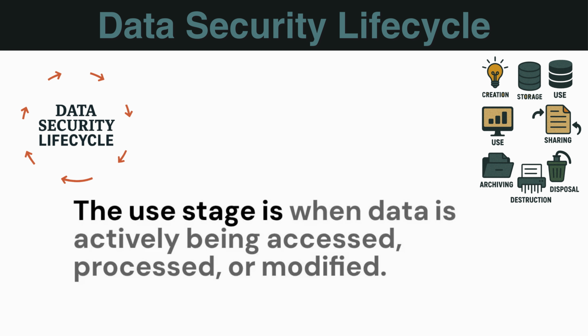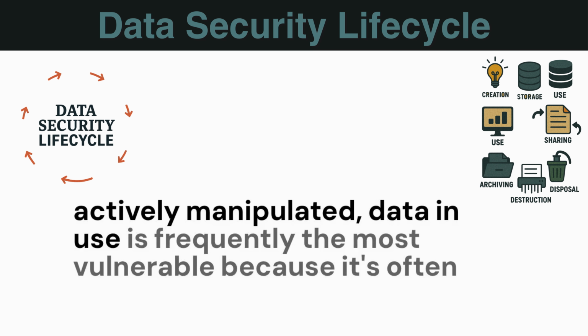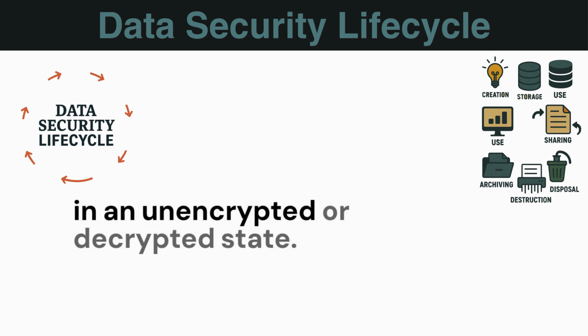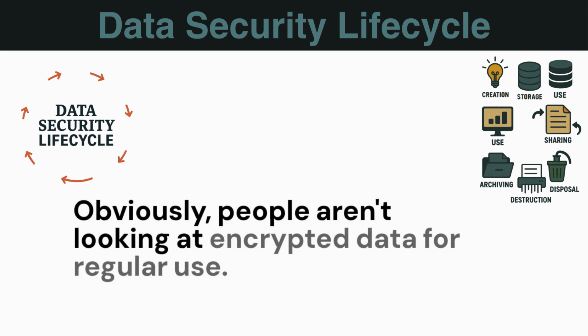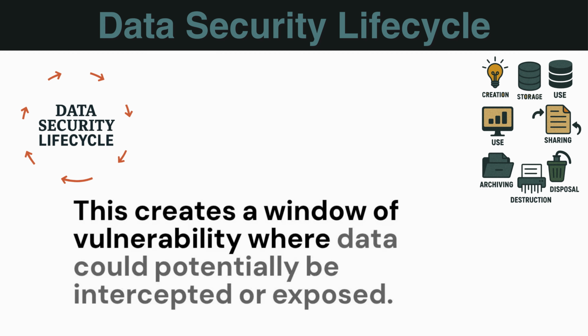The use stage is when data is actively being accessed, processed, or modified. This is often the most dynamic and complex stage because data is in motion and being actively manipulated. Data in use is frequently the most vulnerable because it's often in an unencrypted or decrypted state. Obviously, people aren't looking at encrypted data for regular use. When an application needs to process data, it typically needs to decrypt it first. This creates a window of vulnerability where data could potentially be intercepted or exposed.